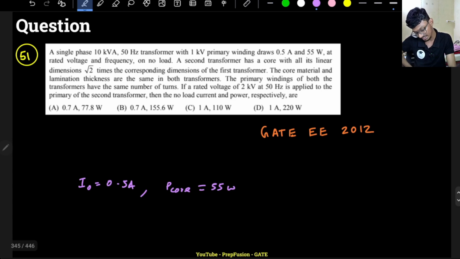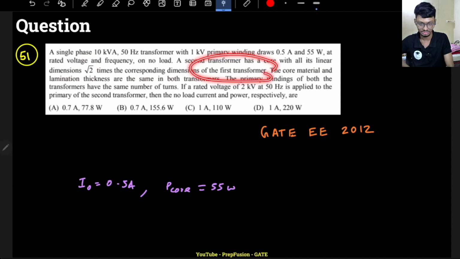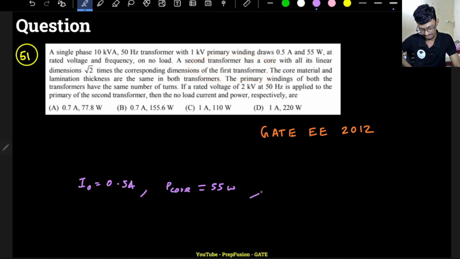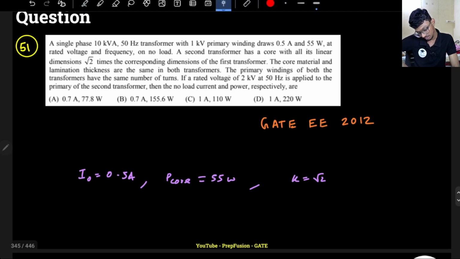Okay, a second transformer has a core with all its linear dimensions √2 times the corresponding dimension of the first transformer. So basically a second transformer is there, but all the dimensions are scaled by √2. That means my k is √2. Now what they're asking: the primary windings of both the transformers have the same number of turns.